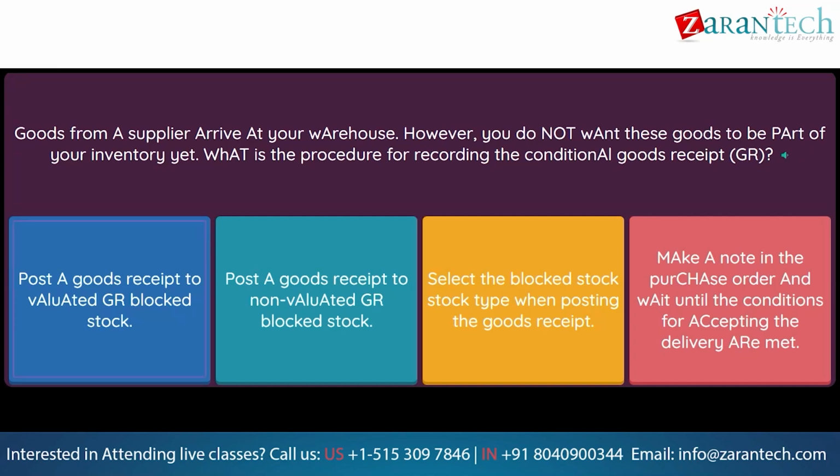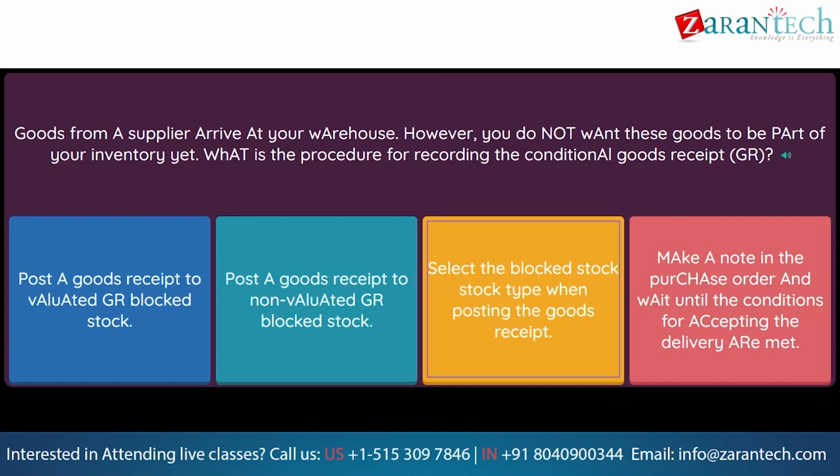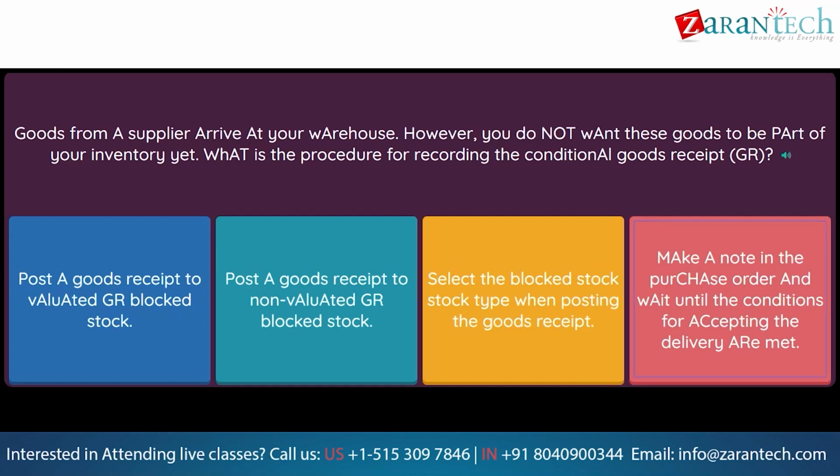Option 1: Post a goods receipt to valuated GR blocked stock. Option 2: Post a goods receipt to non-valuated GR blocked stock. Option 3: Select the blocked stock type when posting the goods receipt. Option 4: Make a note in the purchase order and wait until the conditions for accepting the delivery are met.